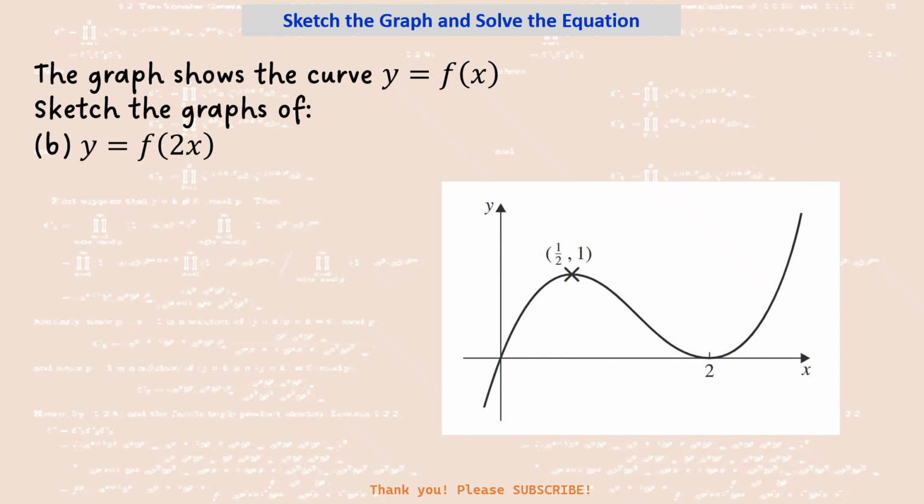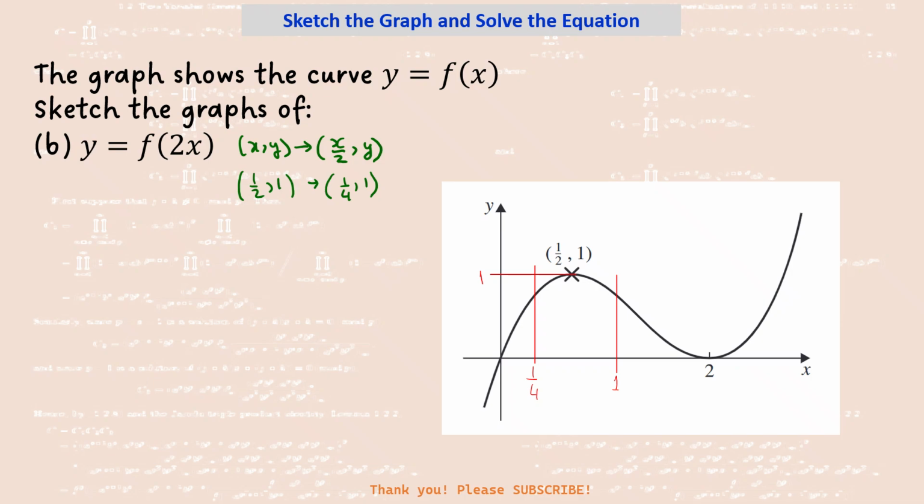For f(2x), here the translation would work as x becoming x over 2, or half x, and y remains as it is. So (1/2, 1) would become (1/4, 1). I used 1/4, I didn't use decimals because that's how they have said.